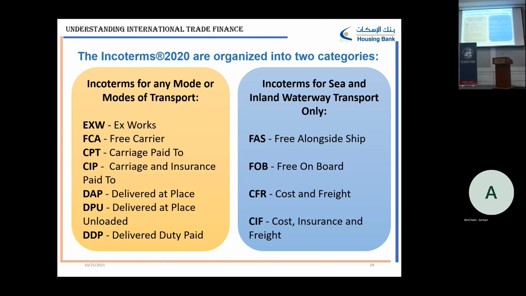We have DAP, delivered at place, DPU, delivered at place unloaded, and DDP, delivered duty paid. For the D group, the exporter does everything and delivers the goods to the importer's warehouse. And he makes everything and pays every cost except insurance. If they agree, the importer can pay for it, but he will deliver the goods at the warehouse of the importer, at the door of the warehouse of the importer.